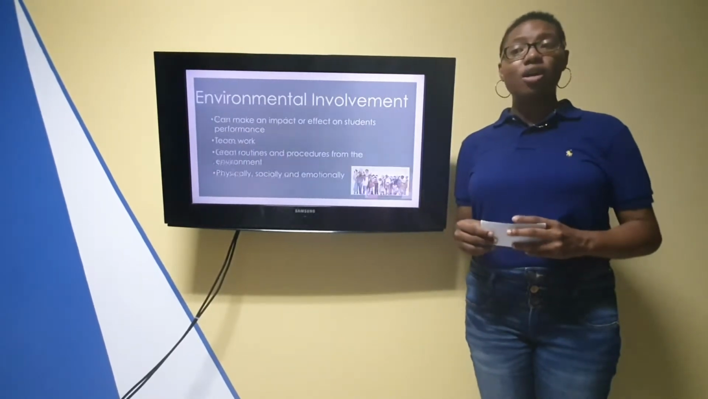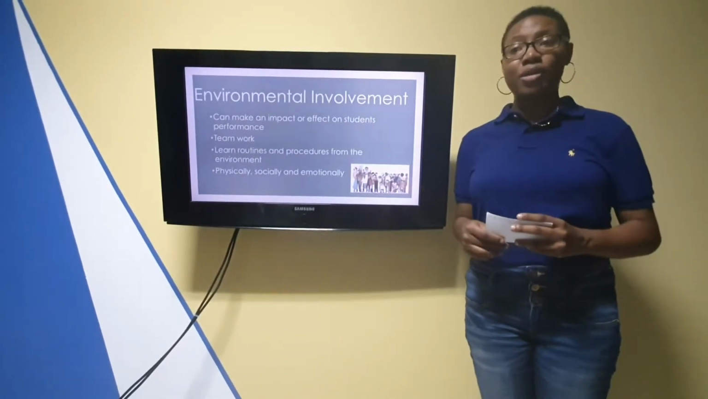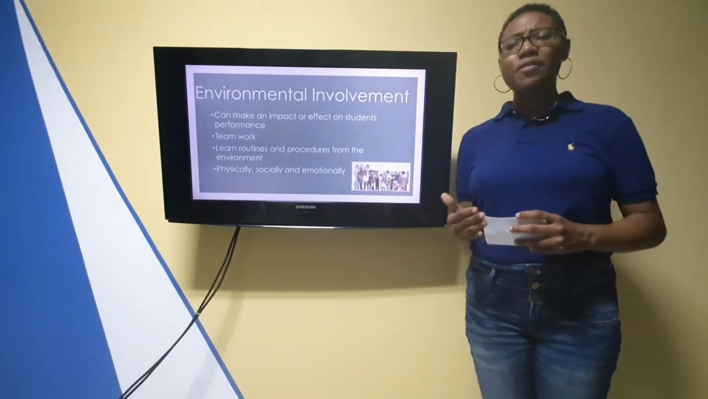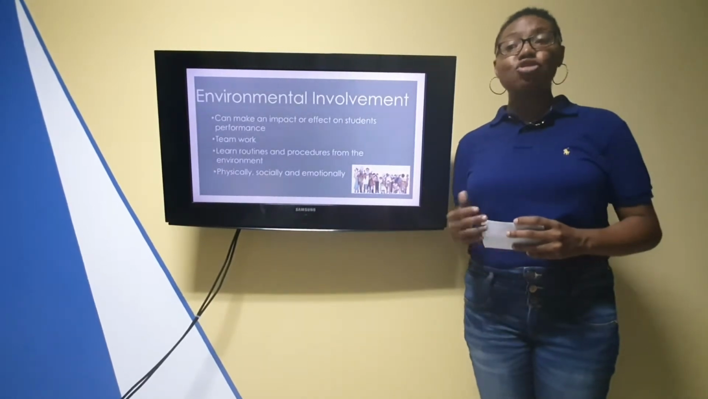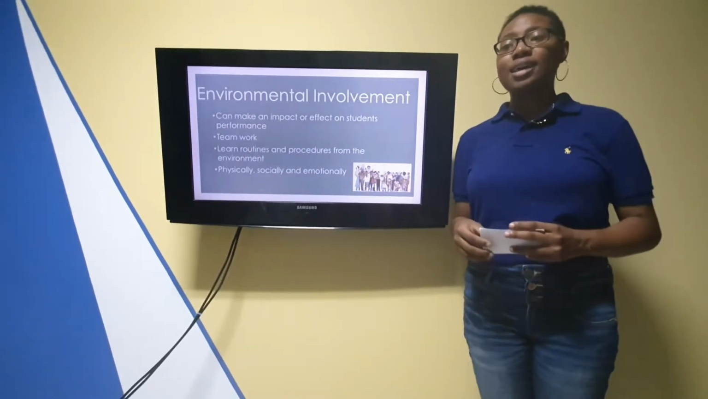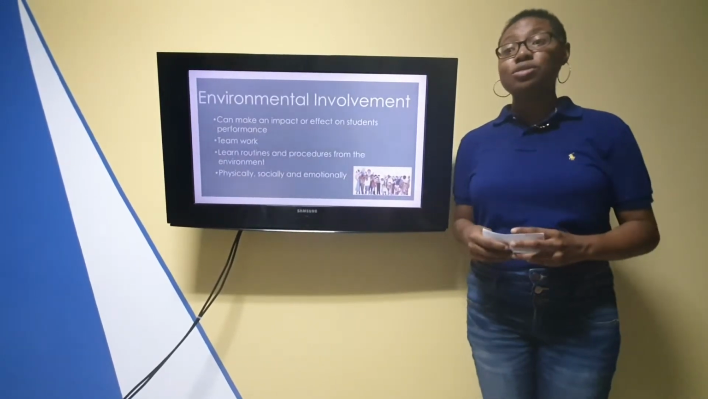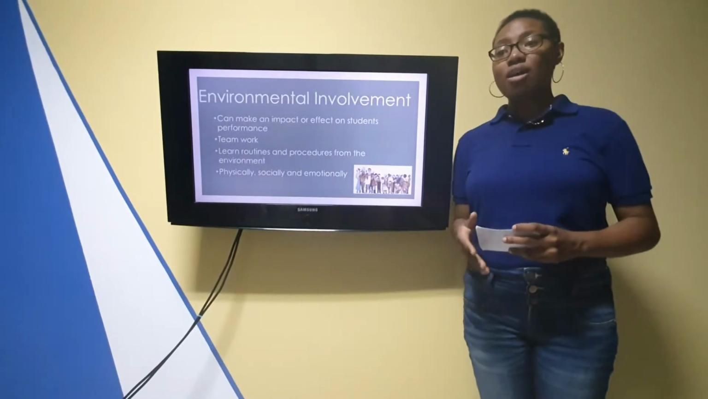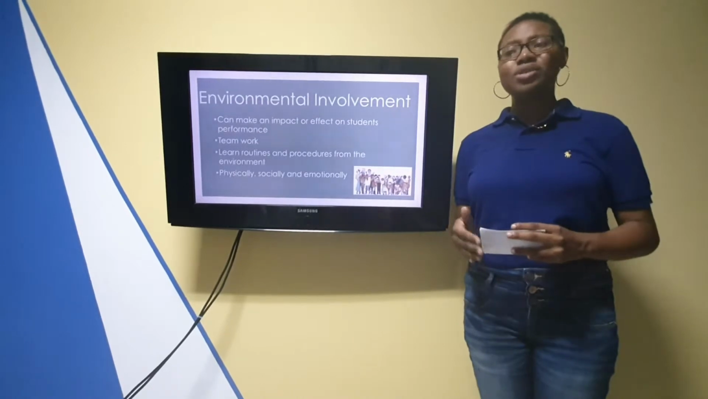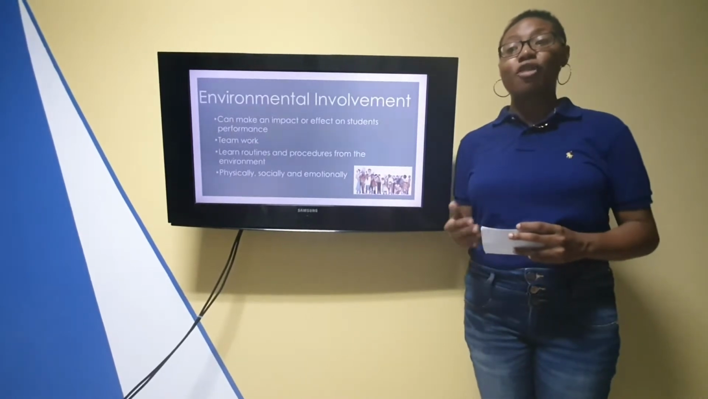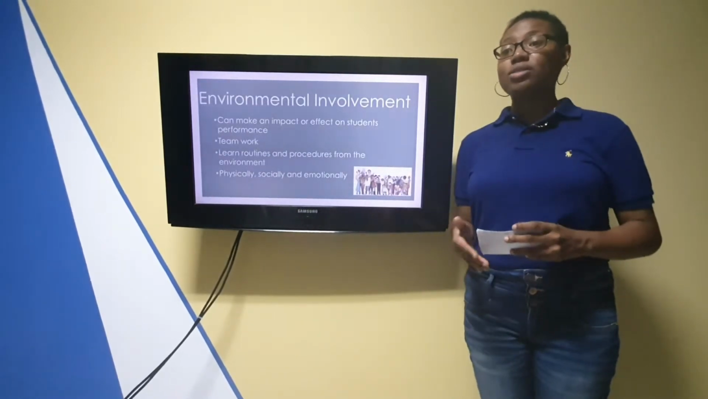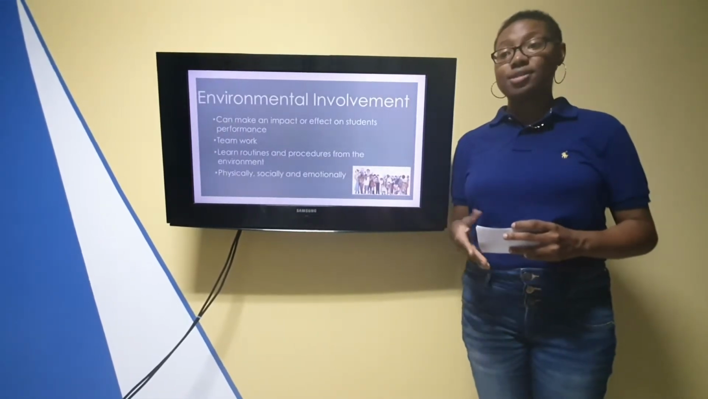Next, we're going to talk about the environmental involvement, more specifically, the physical environment. When the physical environment is distracting, students have trouble learning. For example, my school is in an area that has a high crime rate due to numerous gangs. Young men often loiter around the court, smoke drugs, and talk obscenely, which distracts the students and keep them from performing well.